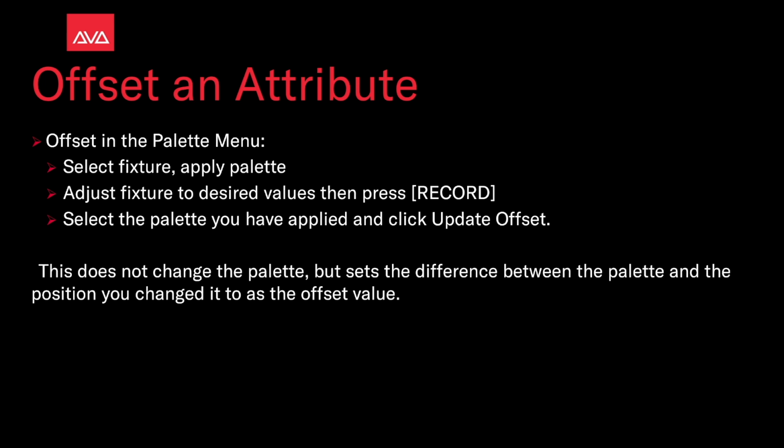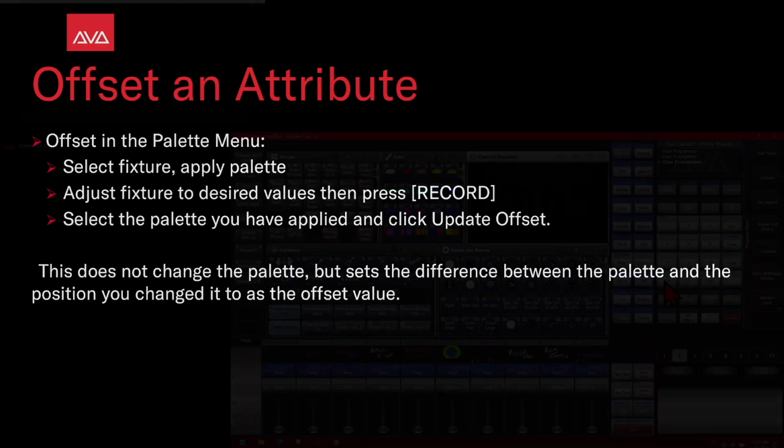values, and then press record. Select the palette you've applied, and click update offset. This does not change the palette, but sets the difference between the palette and the position you changed it to as the offset value. So let's have a look at that.